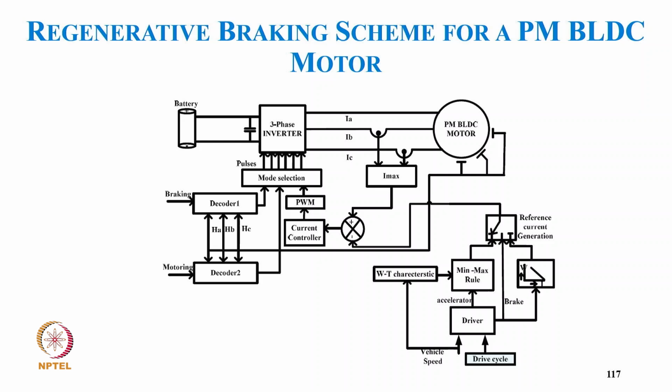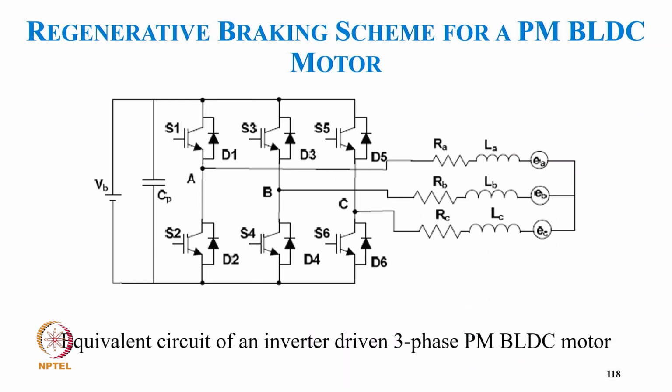Then, of course, we have the driving cycle and the maximum, and we decide the reference current with the brake and acceleration. That input goes to the controller with the current magnitude, and the current control decides the PWM signal, which is modulated with the Hall effect signals to give the gating signal for the inverter. So this is typically applied for regenerative braking, even for two-wheelers, three-wheelers, or wherever a BLDC motor is used for EV.